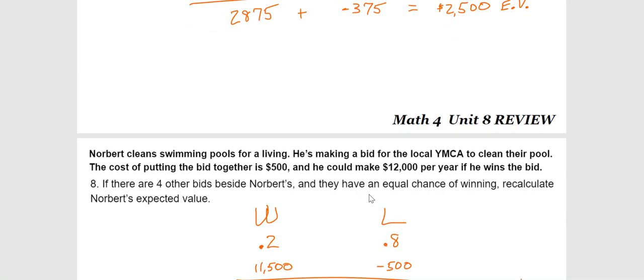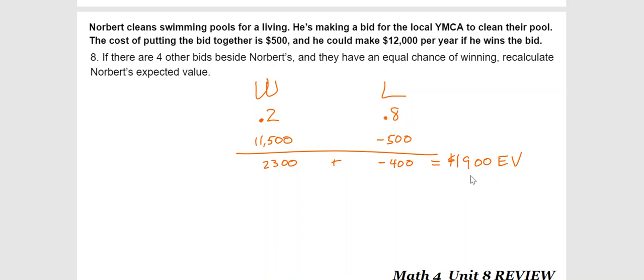And you look at that, and yes, this is a lesser expected value, but the bottom line is that he has more of a chance of losing here. He has an 80% chance of losing his $500, whereas the last one was 75%. So, again, it depends on just how well you can absorb a $500 loss like that.